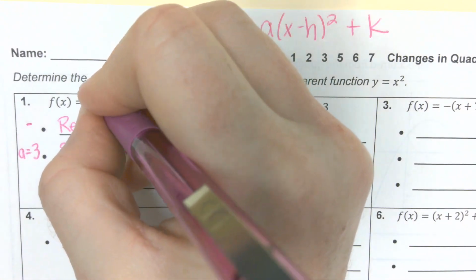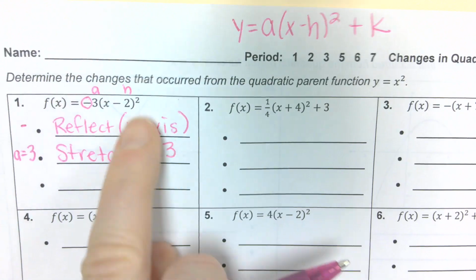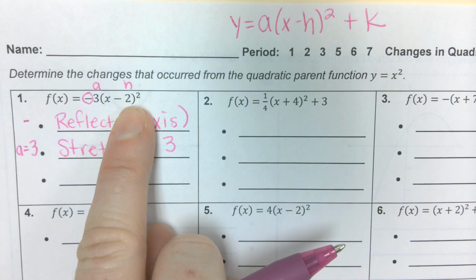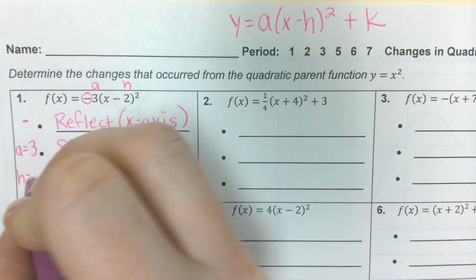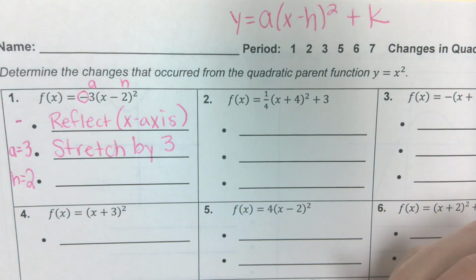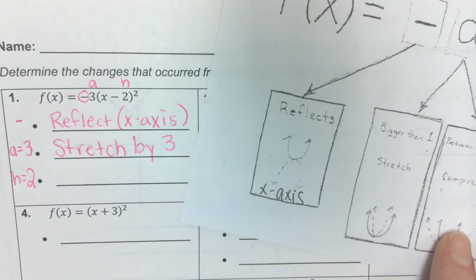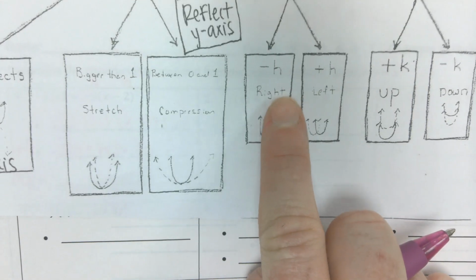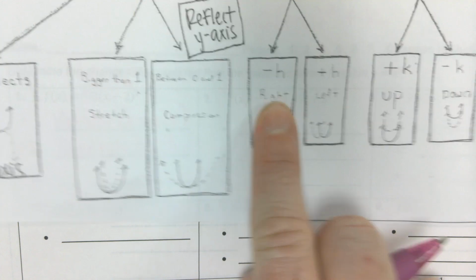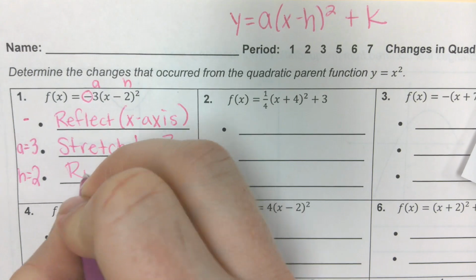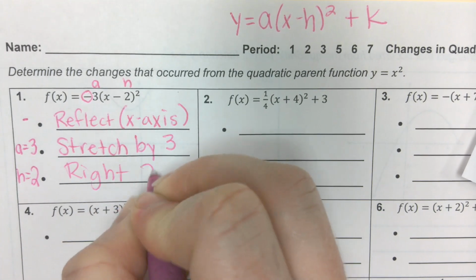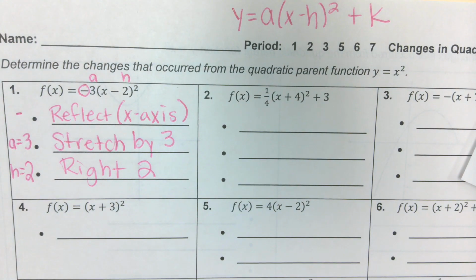So that was the A, and so this is the H. H says minus 2. So H is positive 2 because it's the opposite. It's your crazy X. So what does the H tell us if it's a minus H? It tells us it's right. So this is going to be right 2. So you're listing out all the transformations.